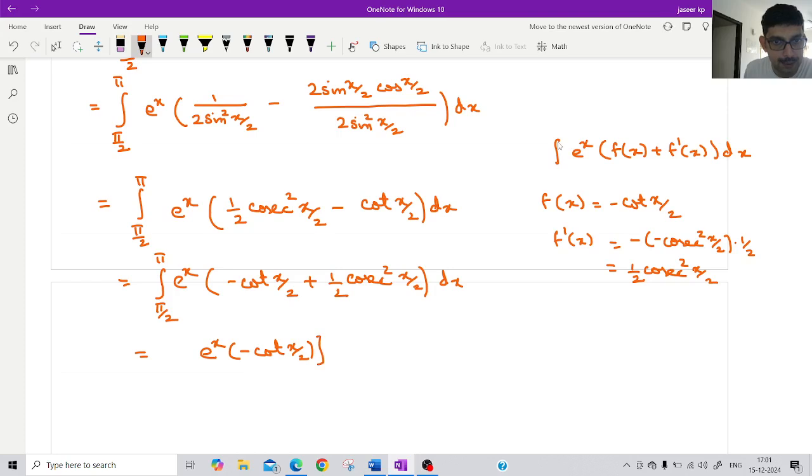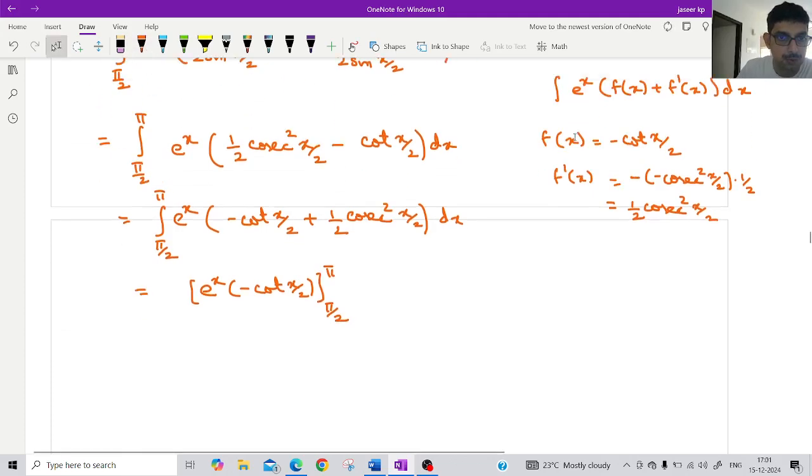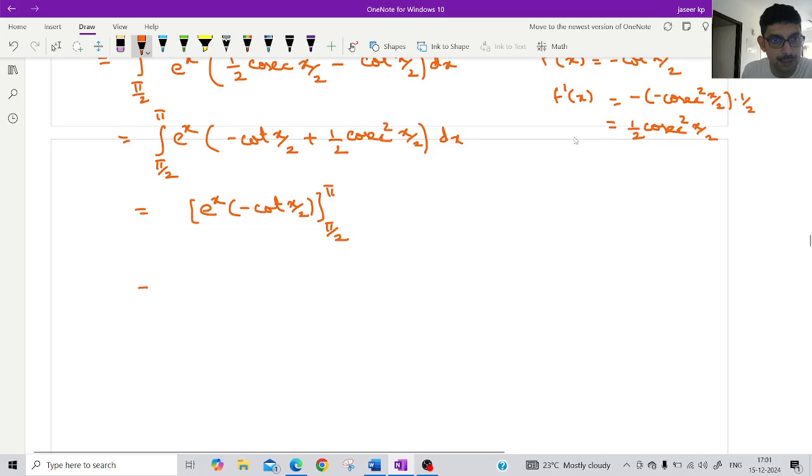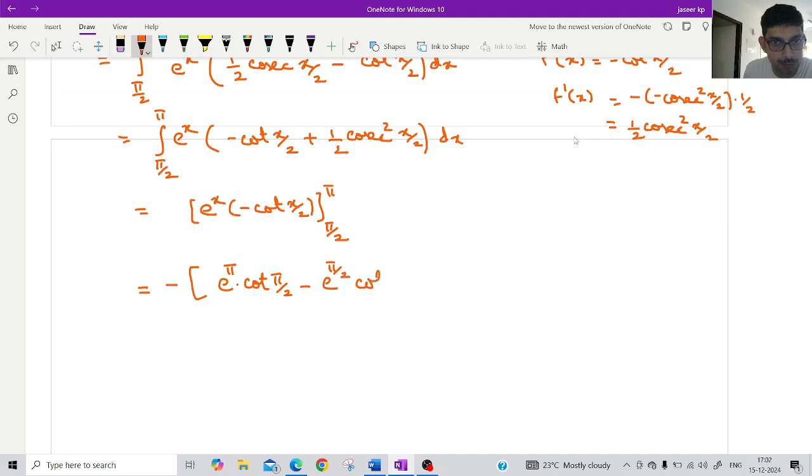Now let us apply the limits pi by 2 to pi. So minus can be taken outside. When we apply the upper limit, it is e power pi into cot pi by 2 minus e power pi by 2 into cot pi by 4. So cot pi by 2 is 0, so it will become e power pi into 0 minus e power pi by 2 into 1. So that means the answer is e to the power of pi by 2.